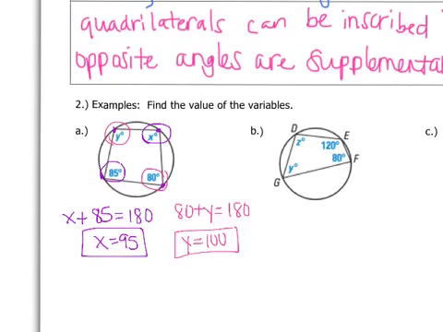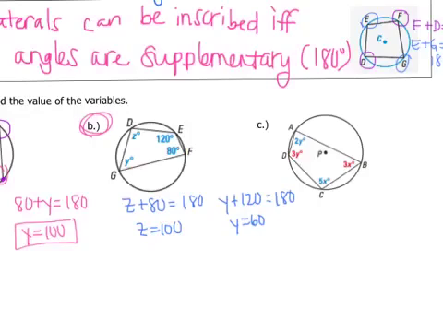I would like you to stop the video and do the next example now. For this example, we should have that z equals 100 and y equals 60.